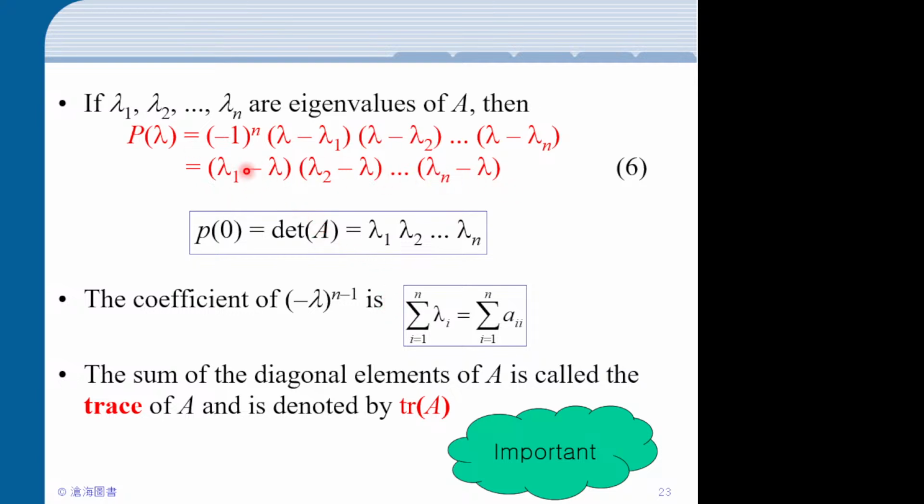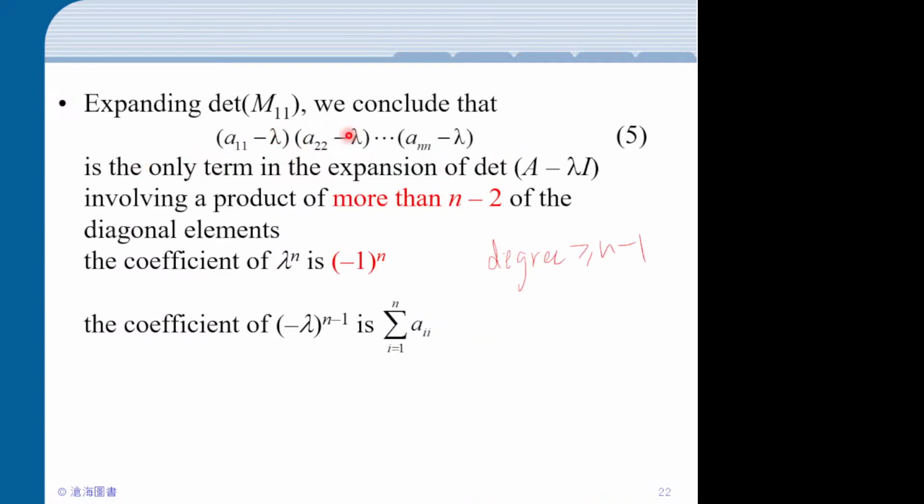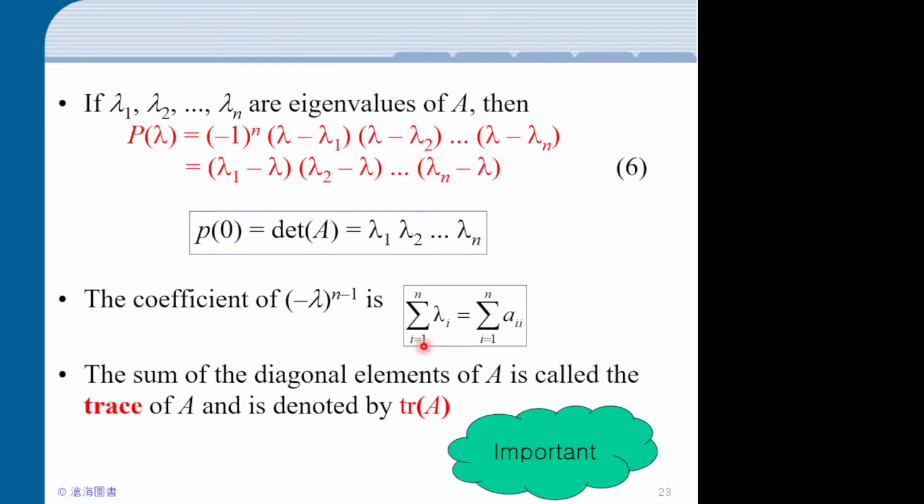So if you multiply this out, then you see the second order term is actually, sorry, not the second order term. The degree n-1 term is also equal to the sum of all those roots, right? If you multiply this out, you see the coefficient to this minus lambda to n-1 is the sum of all those lambda i. And from our analysis before, we also see that it's the sum of those diagonal terms of A, sum of a i. So this is the equation that we can get from all the analysis before.